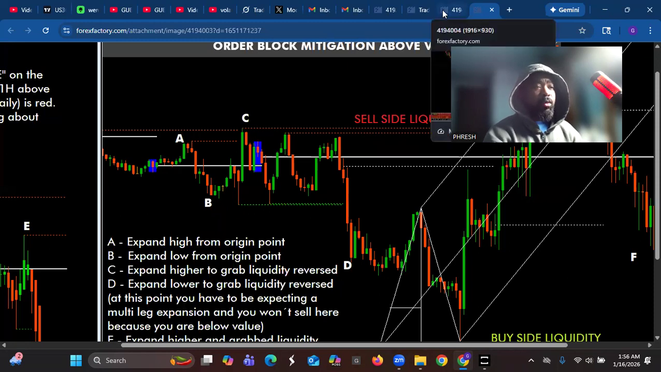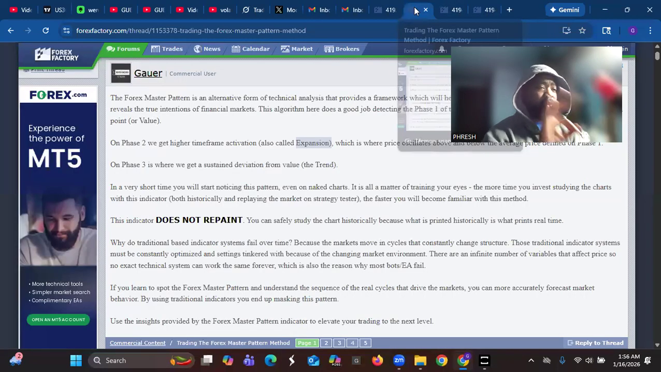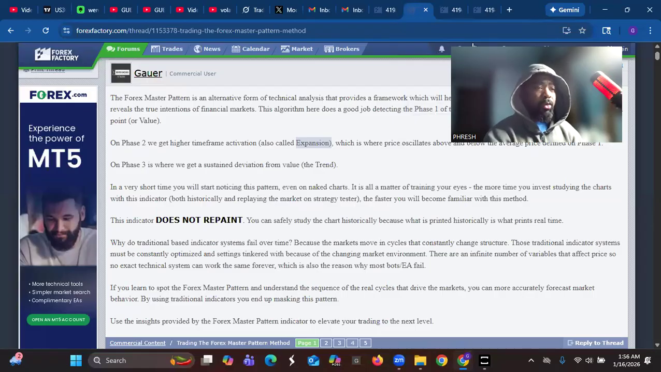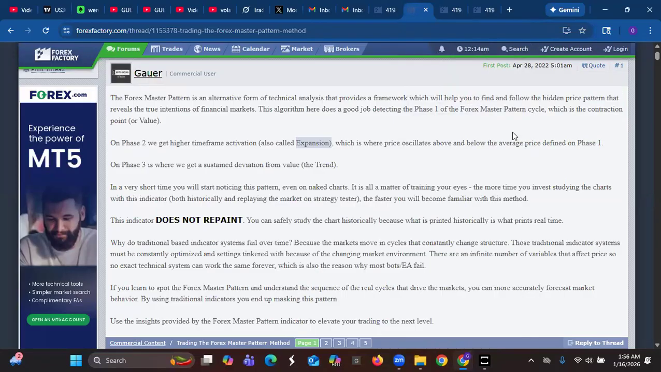So in closing, for the new people out there, there's three phases. What are the three phases? First phase, we got contraction. Phase one is the contraction phase. Phase two, we have the expansion phase. In phase two, you don't want to be trading. This is where the manipulation is. Another word for phase two is manipulation phase. Phase three, this is where the money is. This is where you enter, and this is your trend.